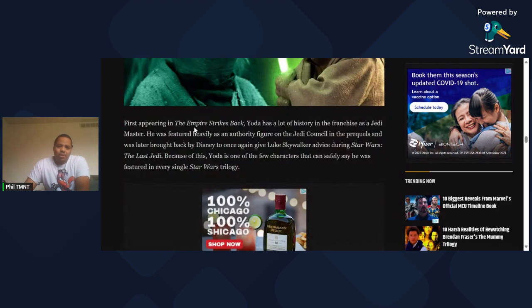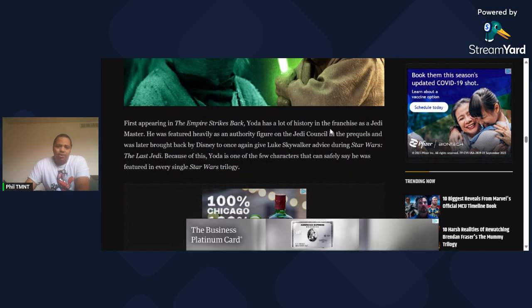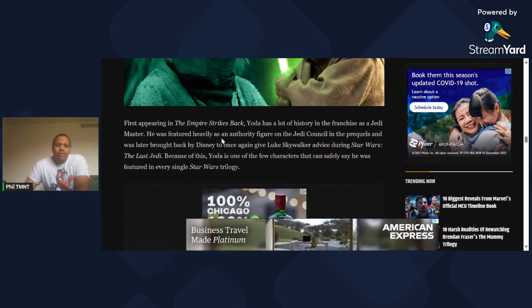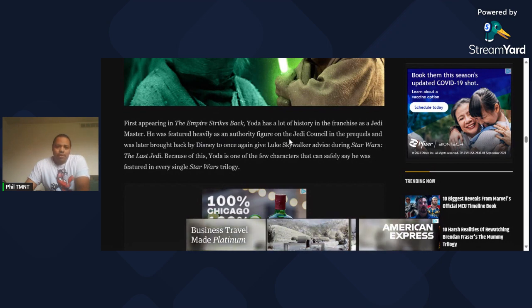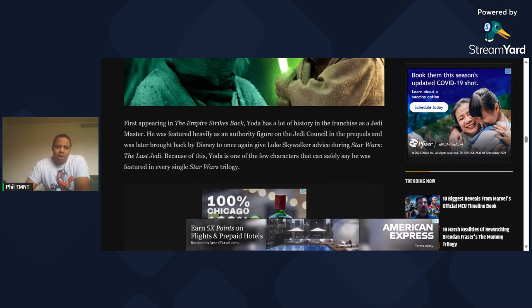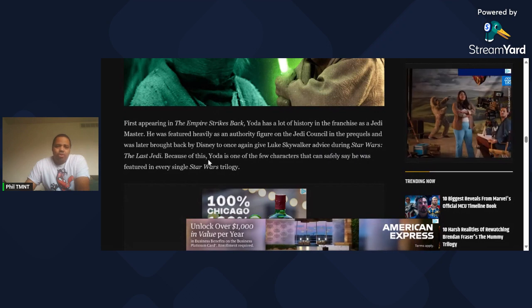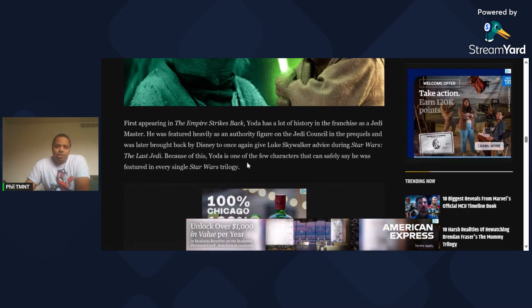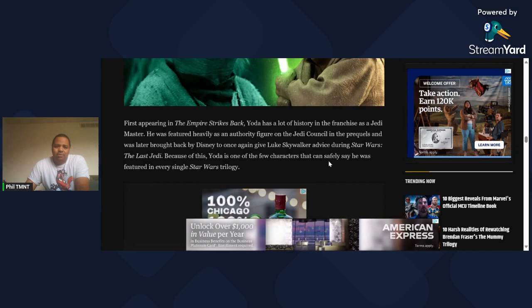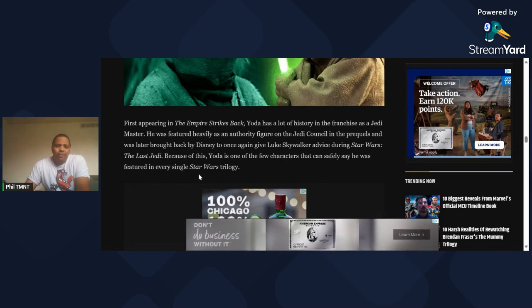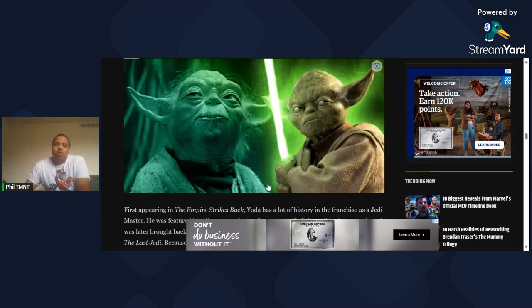First appearing in Empire Strikes Back, Yoda has a lot of history in the franchise as a Jedi Master. He was featured heavily as an authority figure in the Jedi Council in the prequels, and was later brought back by Disney to once again give Luke Skywalker advice during Star Wars: The Last Jedi. Because of this, Yoda is one of the few characters that I can safely say was featured in every single Star Wars trilogy.